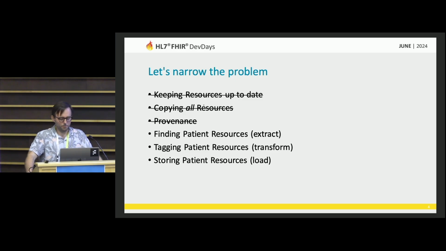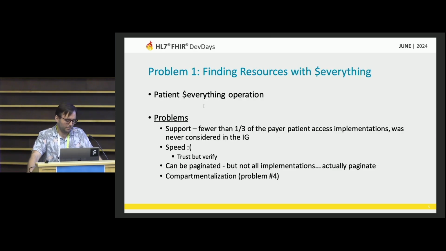We're really going to talk about 3 core issues: finding patient resources, extracting patient resources, tagging them loosely, and then storing or loading them. But really, we're actually going to talk about that first problem the most. And I'm going to introduce 9 problems to you.